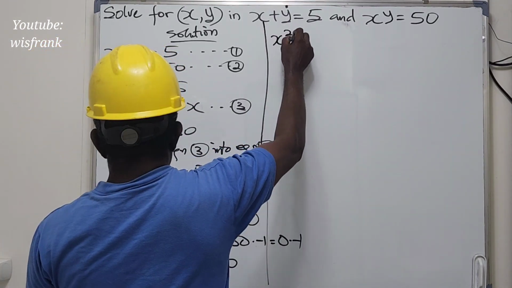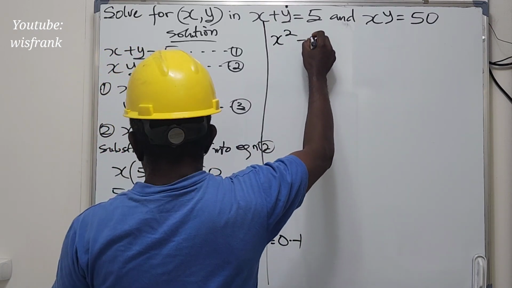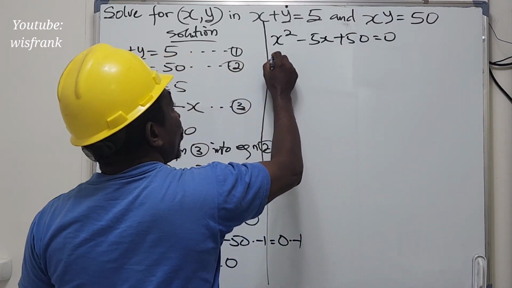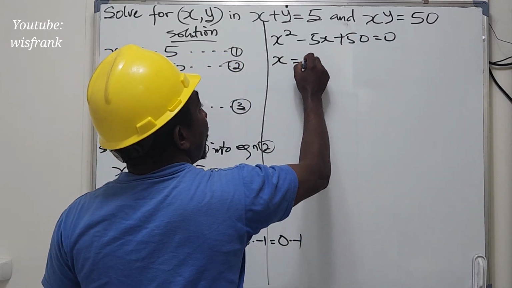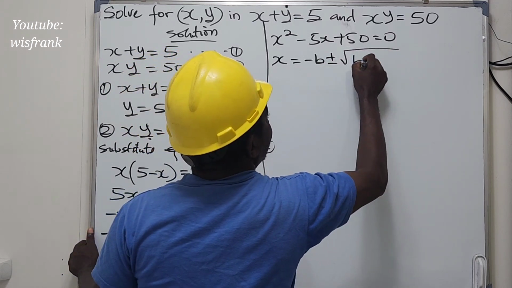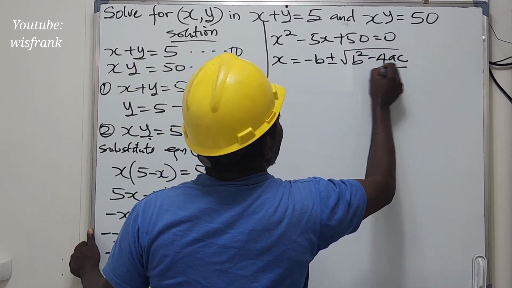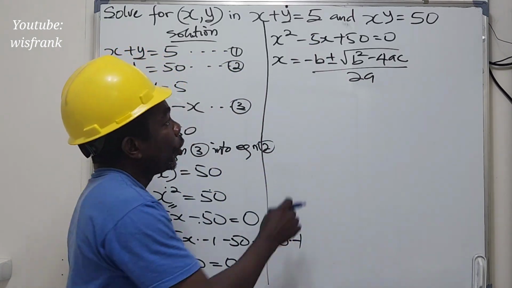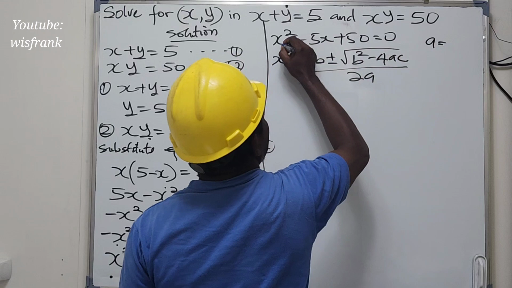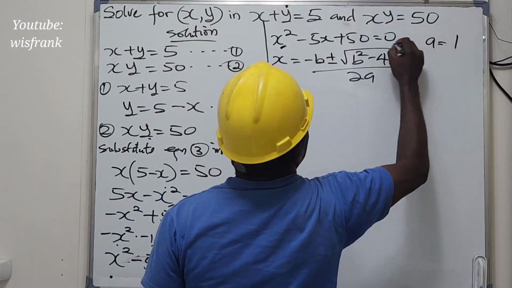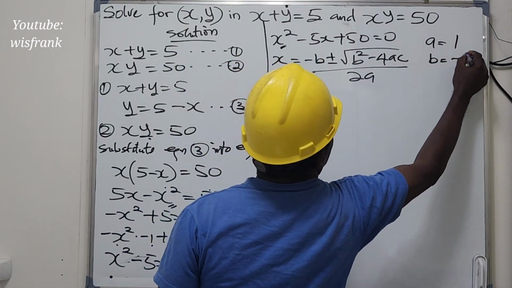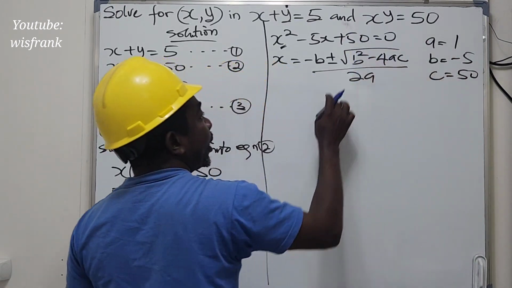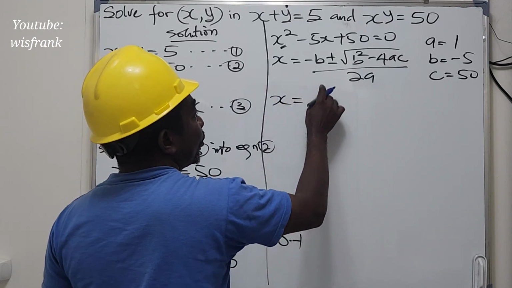So we have x to the power of 2 minus 5x plus 50 equals 0. The quadratic formula is x equals minus b plus or minus the square root of b to the power of 2 minus 4ac, all over 2a. To compare with the quadratic equation, the coefficient a here is 1, the coefficient b here is minus 5, and the coefficient c here is 50.